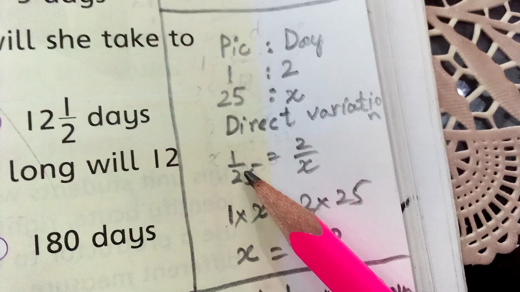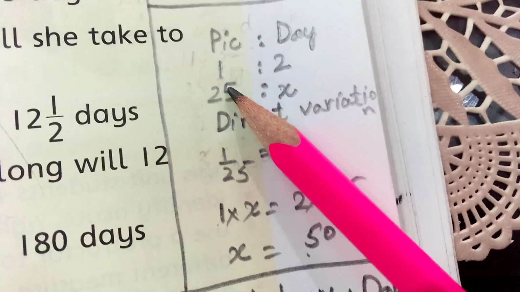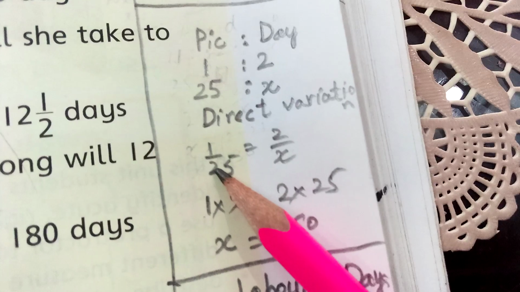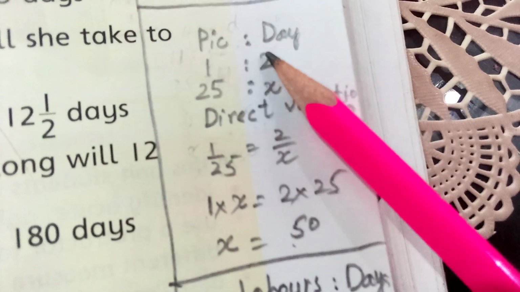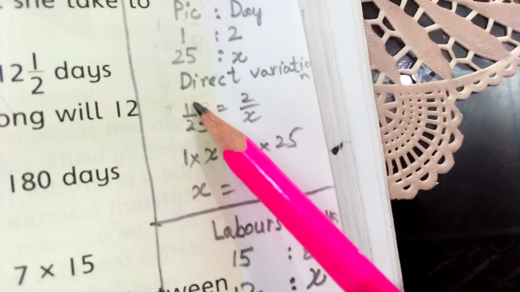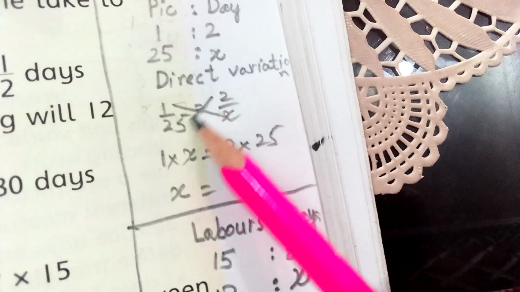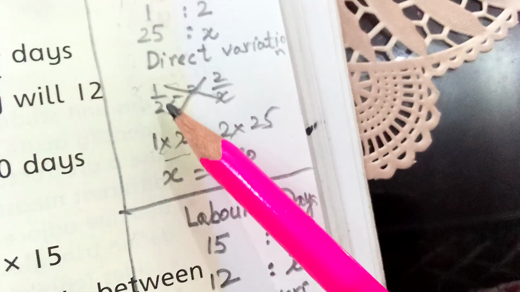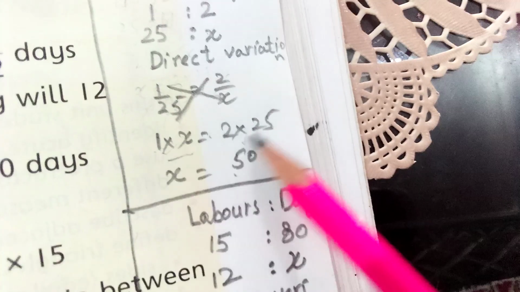And in direct variation, when we write this in fraction form, we will write 1 upon 25 equals 2 upon x. The next step is we have to do the cross multiplication. This is the cross multiplication: 1 multiplied by x equals 2 multiplied by 25.